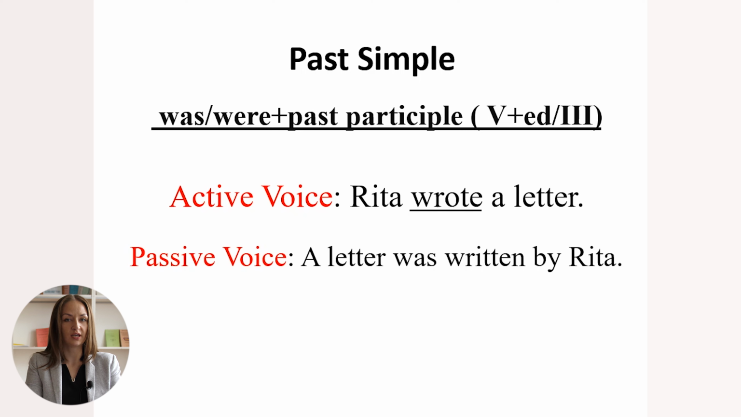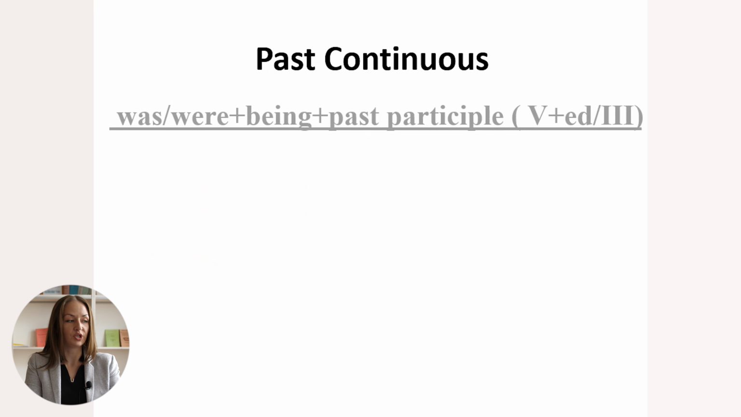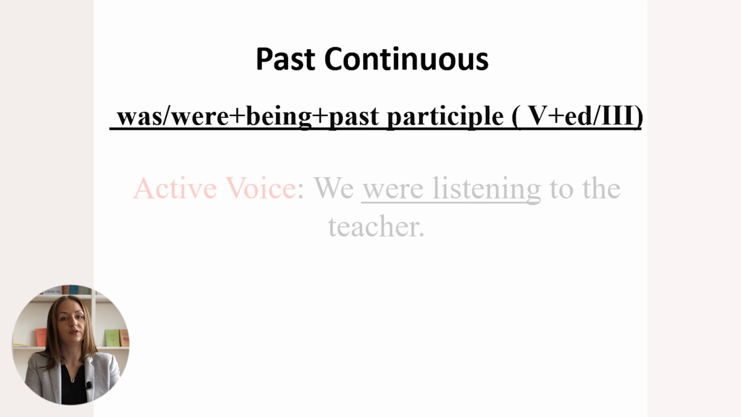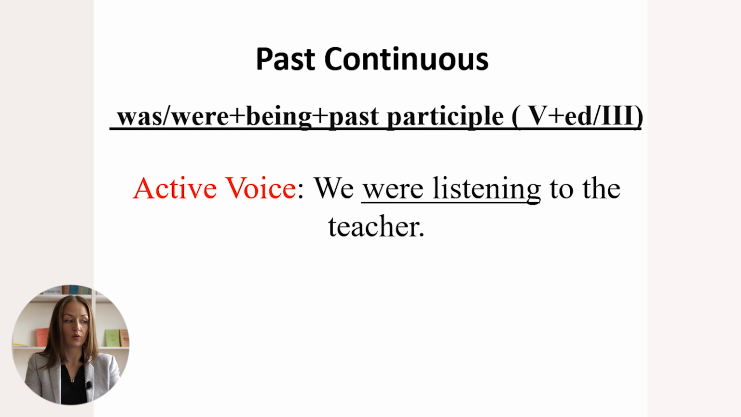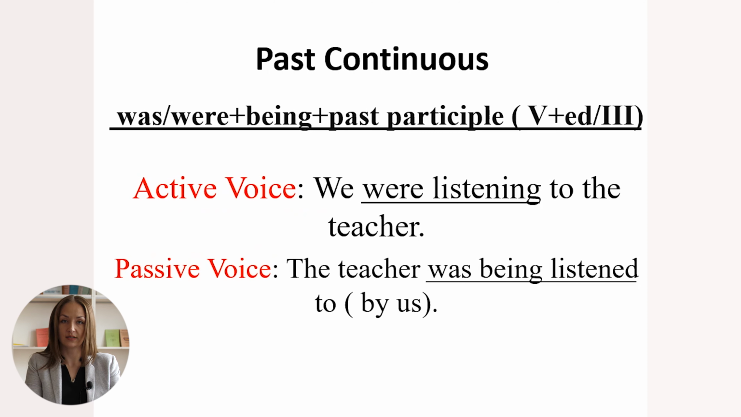Good. Ready to see how we transform the past continuous into its passive construction? Good. So, we form the past continuous passive voice with the usage of the verb to be in its past form, that is was or were, plus being, plus the past participle of the verb, that is the ed ending of the regular ones and the third column of the irregulars. Let's see it in an example. In the active voice, the sentence sounds like this. We were listening to the teacher. How do we transform it into passive voice? The teacher was being listened to by us.